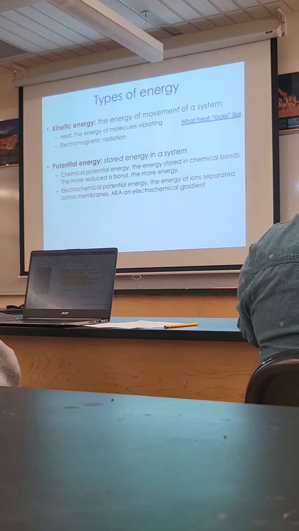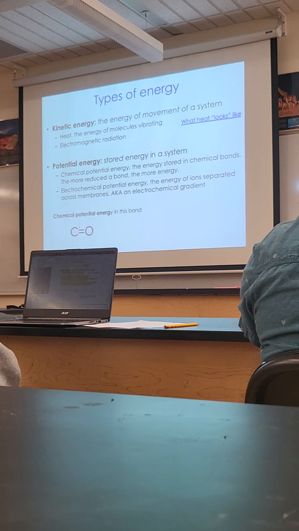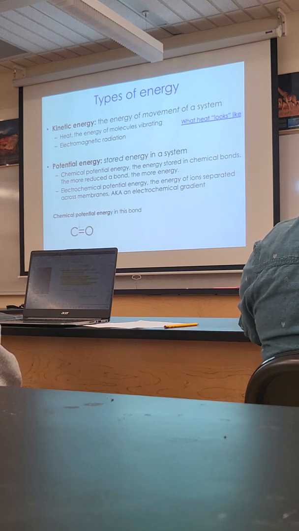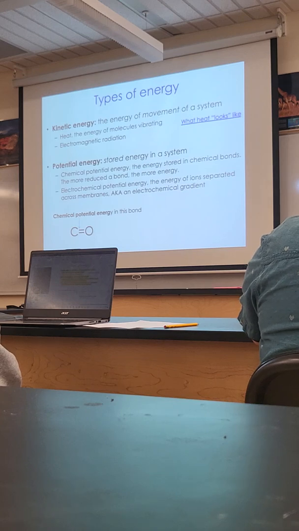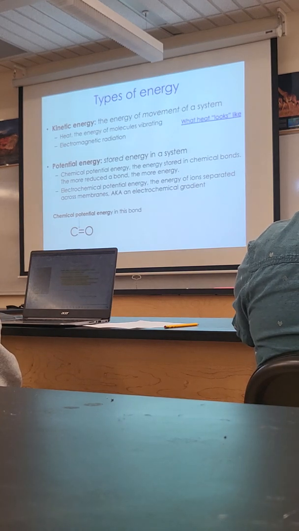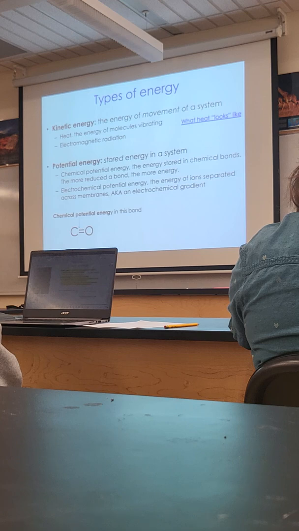And then potential energy is stored. So in this class, we primarily talk about chemical potential energy, which is basically energy in a bond. We already said that when we are forming a bond, we have to put that energy in so that it can be stored. And then we will look at several examples of electrochemical potential energy, which is when you have a gradient and you have a separation.